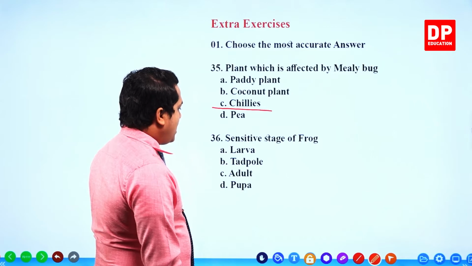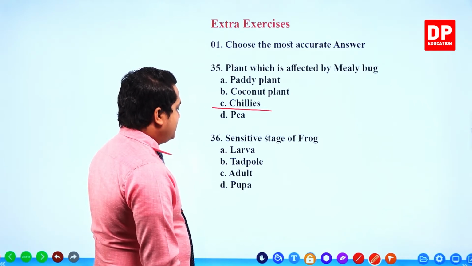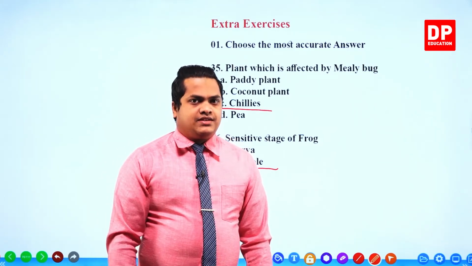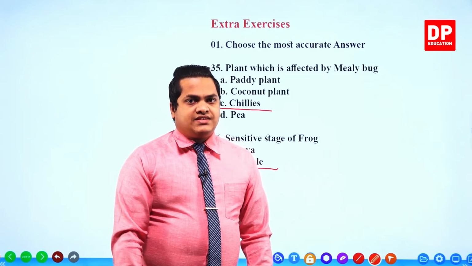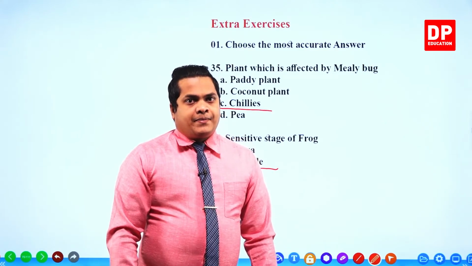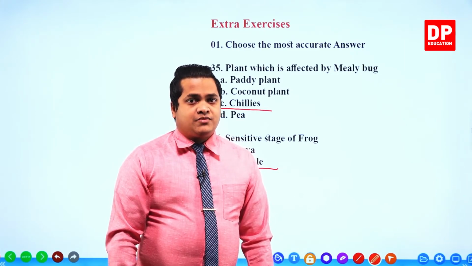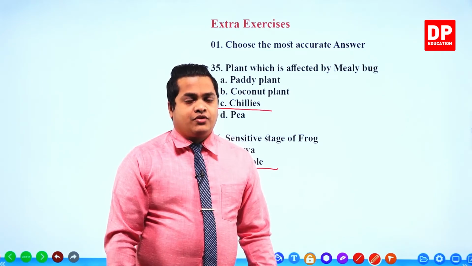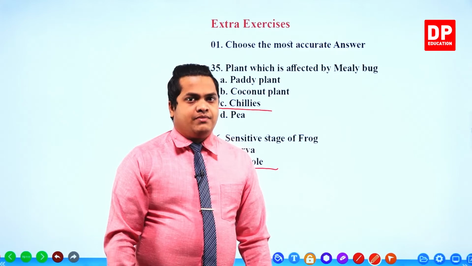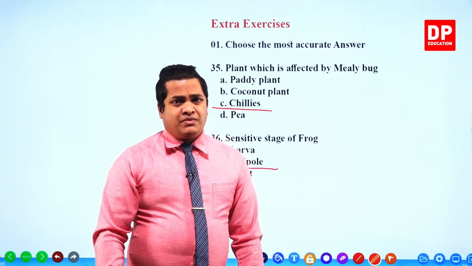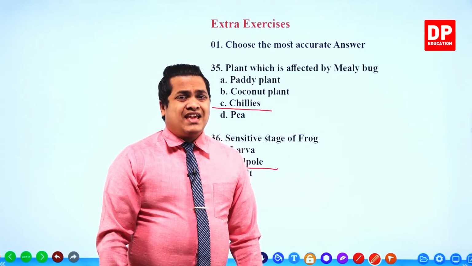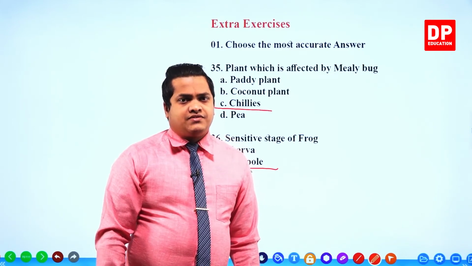Sensitive stage of frog: larva, tadpole, adult, pupa. So tadpole is our answer, my dear children. We discussed these things several times when we were discussing the lesson, right? So tadpole is the most sensitive stage of the life cycle of the frog. It's because the tadpole is vulnerable to threats heavily, especially from other types of organisms like fish. They're going to eat these tadpoles, and sometimes if the water dries out, these organisms may die because of lack of water. And due to competition for favorable conditions like food, these tadpoles may die. Then tadpoles and the egg stage can be the sensitive stages of the frog.